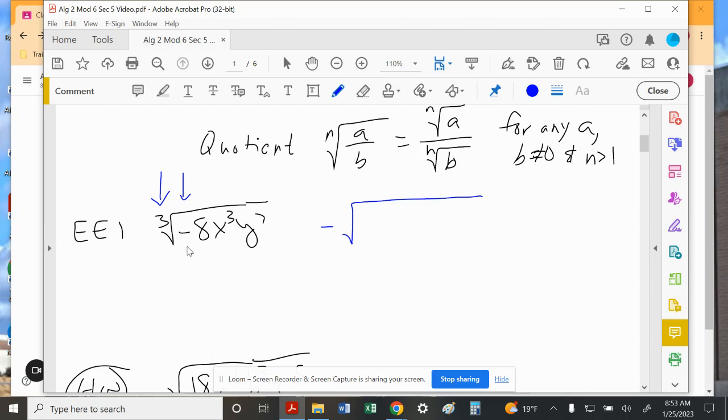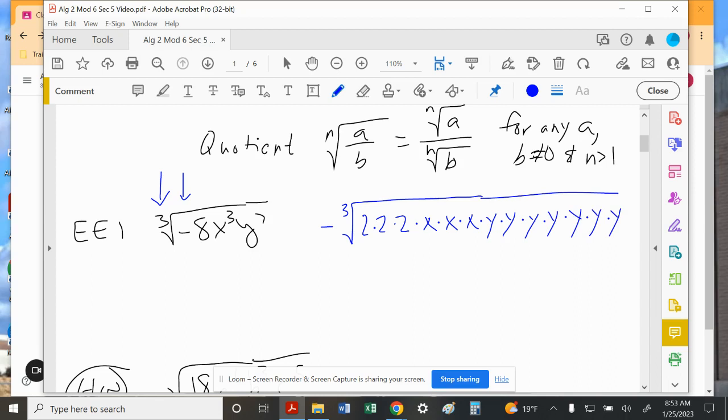Now, how do I write this out? I have 2 times 2 times 2, and that's a cube root. And then I have times x times x times x, and then I have times y times y times y times y. That's 4 of them, 5, 6, and 7. So I have a bunch of y's there.